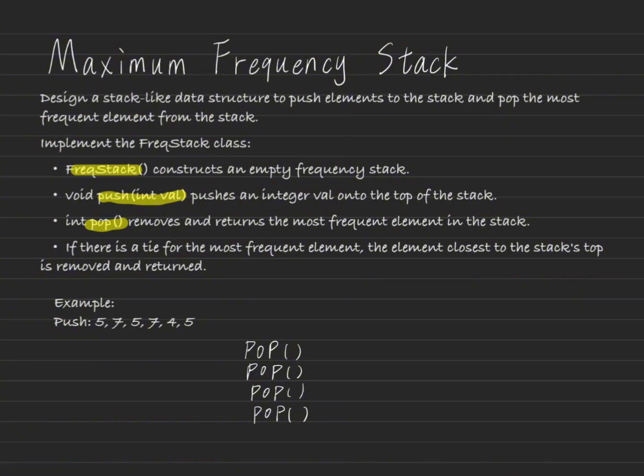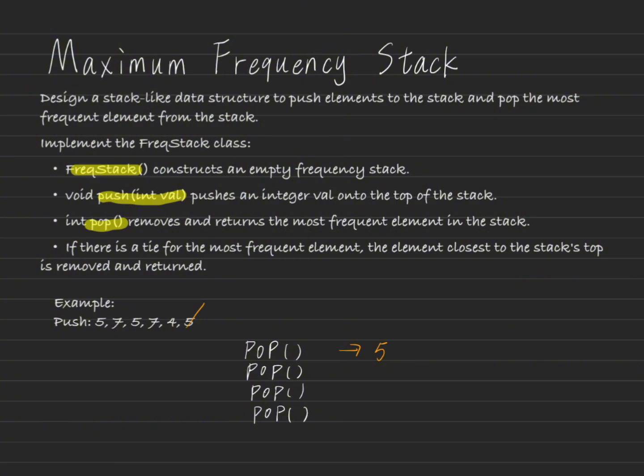Let's look at the following example. If we push 5, 7, 5, 7, 4, 5 to the stack, and now we try to pop from the stack, what will happen? Well, since 5 is the most frequent element with a frequency of 3, popping it for the first time will return 5.